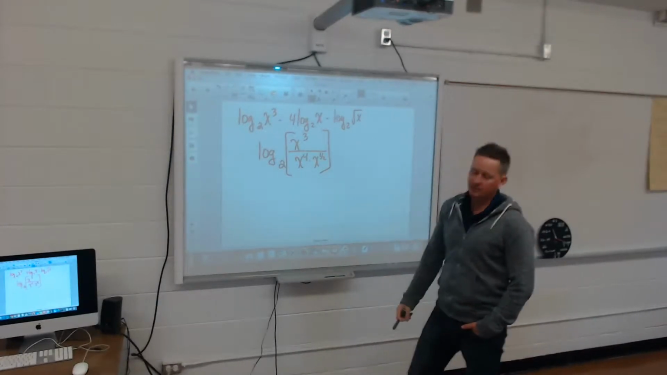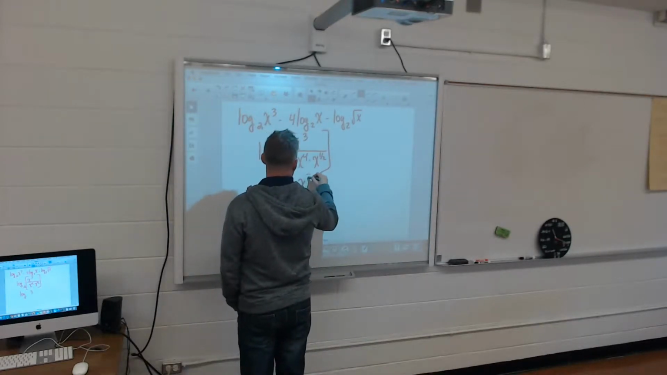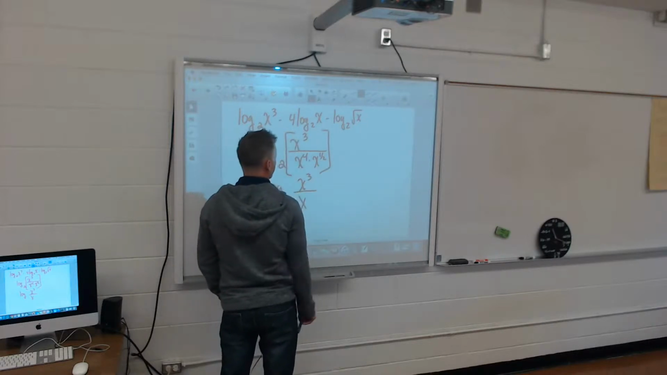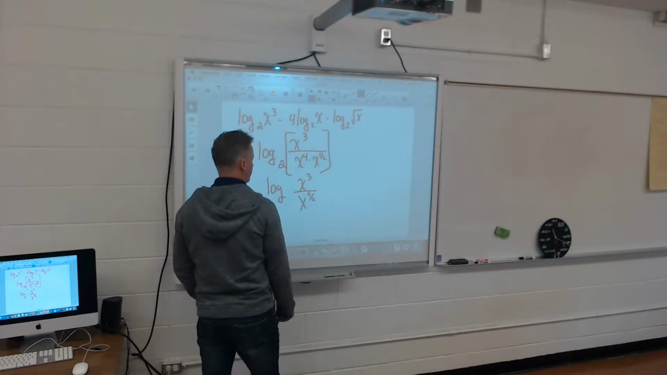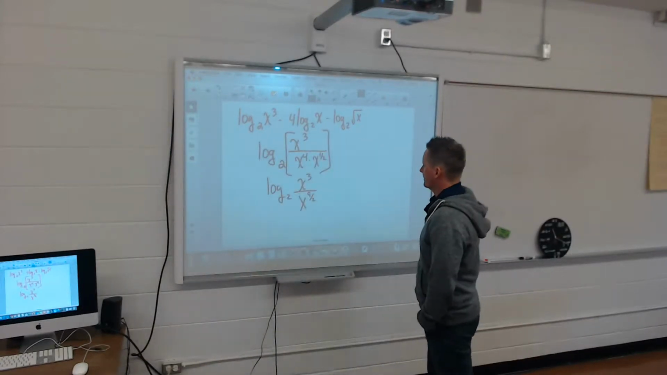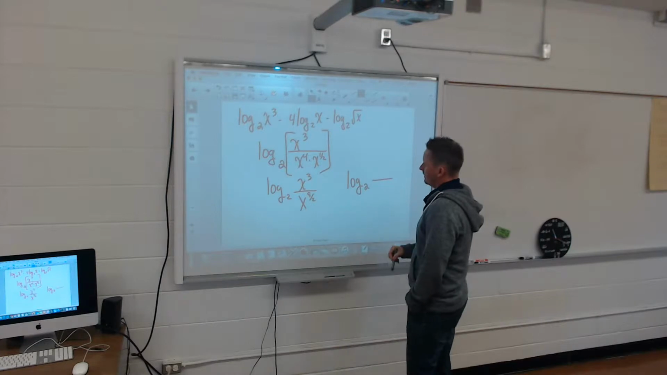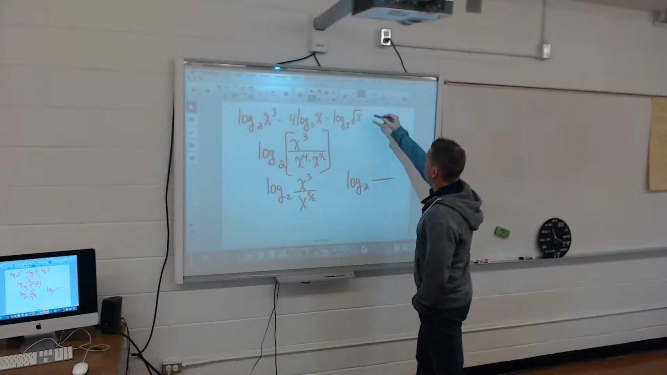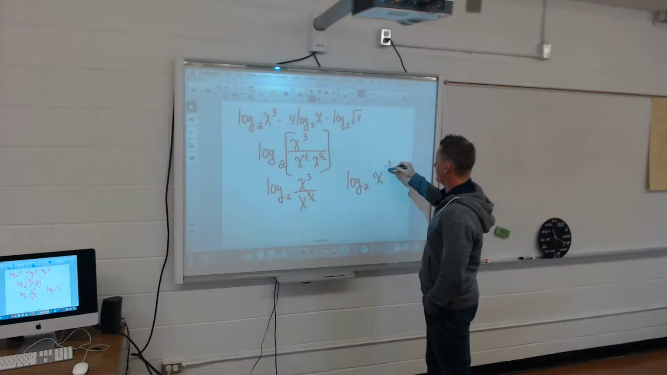Now I have x's across the board here. So I have the log of x cubed over x to the, and I got to add those together. So that's 9/2, all to the base 2. Subtract those exponents. So I'm going to end up with the log of base 2. And it's going to be 3 subtract 9/2, is 6 subtract 9/2. This will be an interesting one. This is going to end up being x to the -3/2.